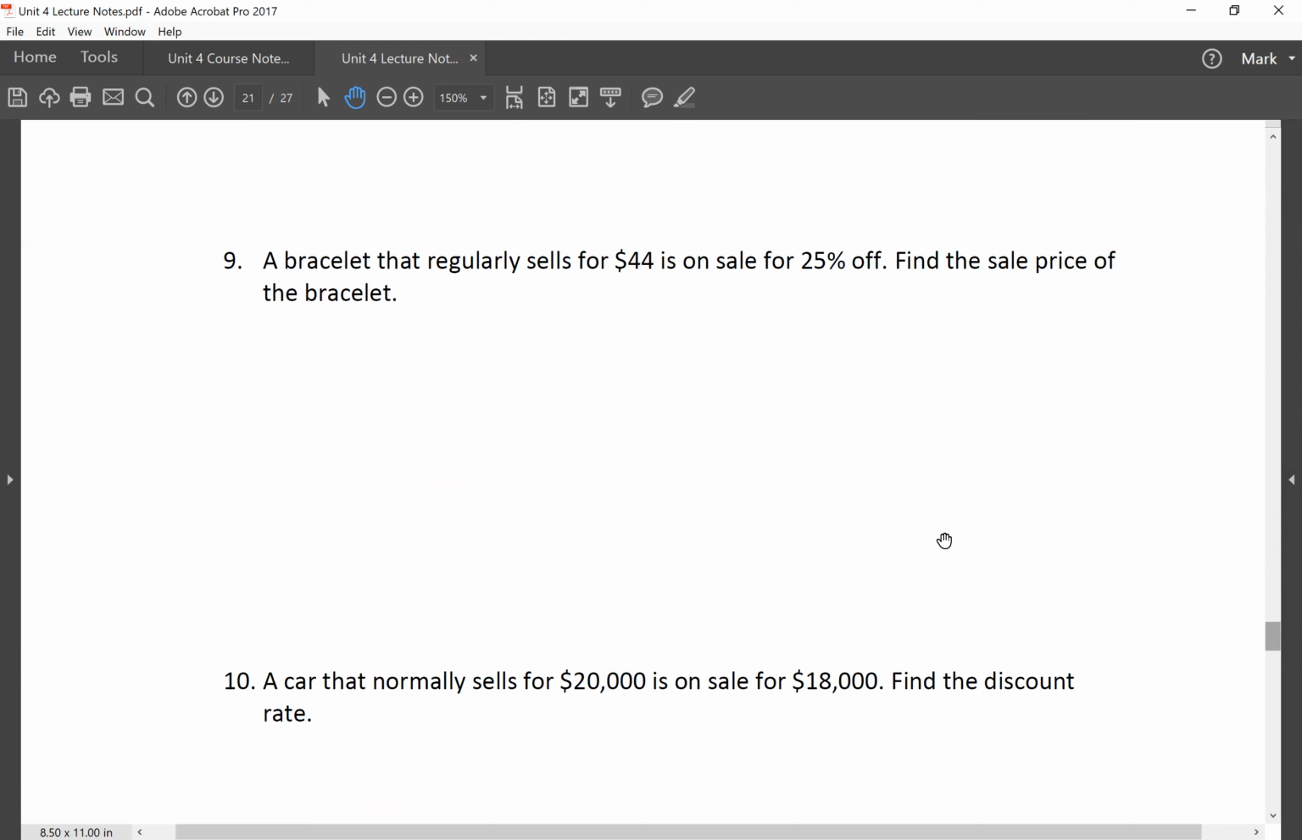Okay, number 9, then we're done. A bracelet that regularly sells for $44 is on sale for 25% off. Okay, I see the word sale, and I see what's called a discount rate. How do I know it's a rate? Because it's 25%.